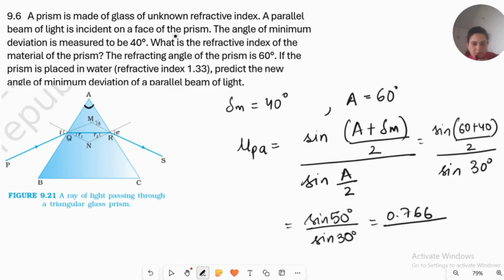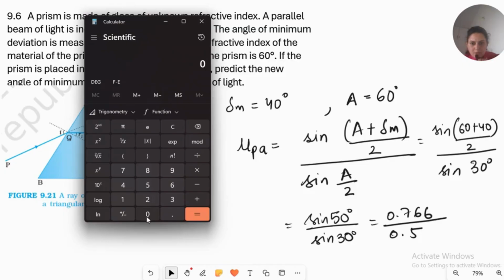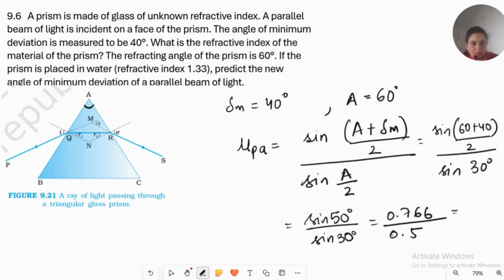In the denominator we know that sine of 30 degrees is 1 by 2, so I'll take it as 0.5. Again using the calculator, 0.766 divided by 0.5 will give me 1.53. So this is the refractive index of the prism.